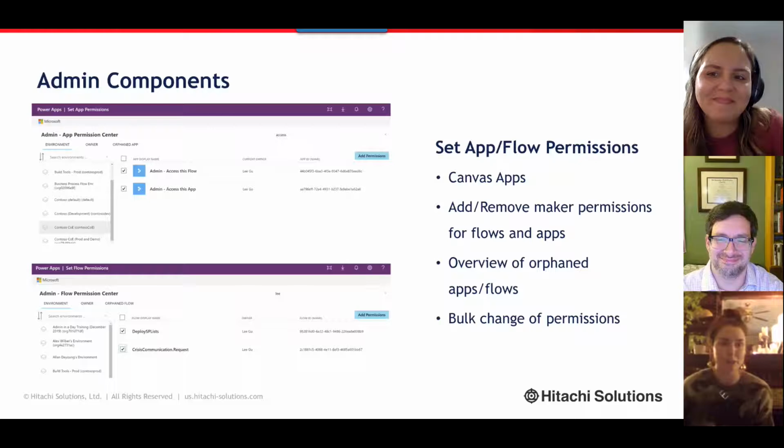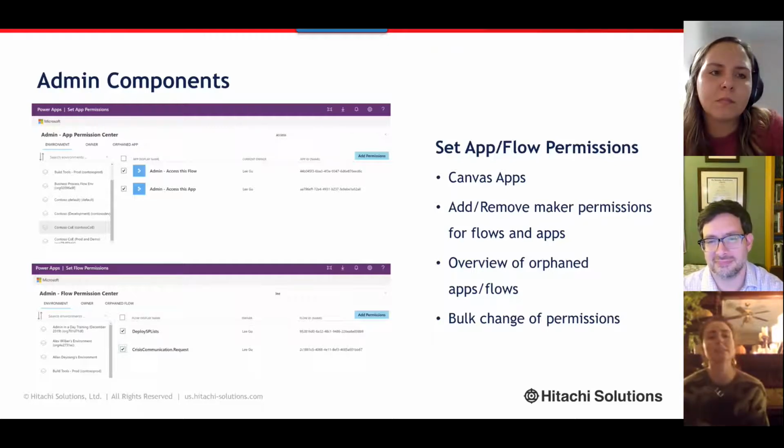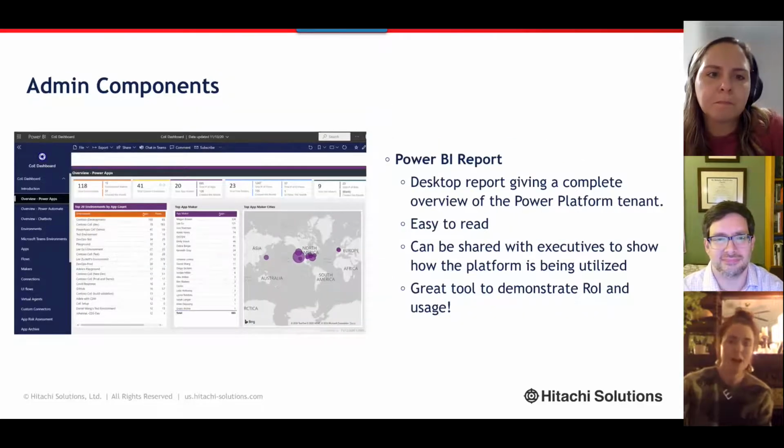We're going to go through some of the admin components that we have in the Center of Excellence Toolkit. The first thing we have here is the set app and flow permissions. These are apps that come with the core components of the Center of Excellence Starter Kit and are really helpful for admins to bulk set permissions for different flows and apps, but also allow you to see orphaned apps and flows too. So if somebody leaves the organization, they no longer have ownership of their application, we can set that here with the Canvas app.